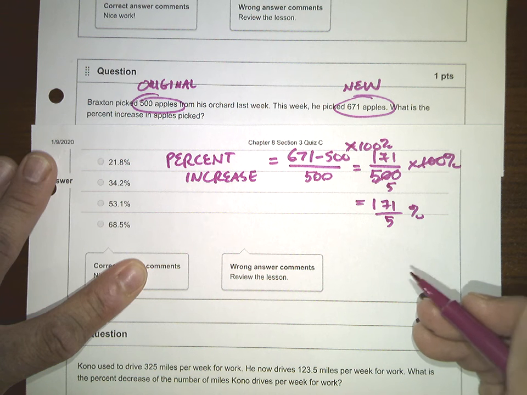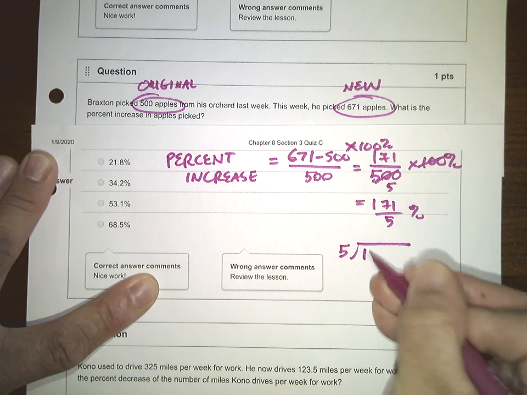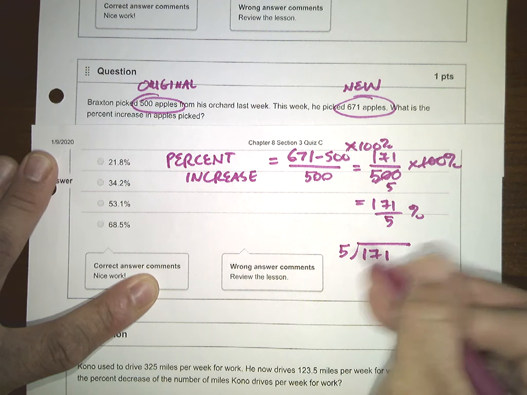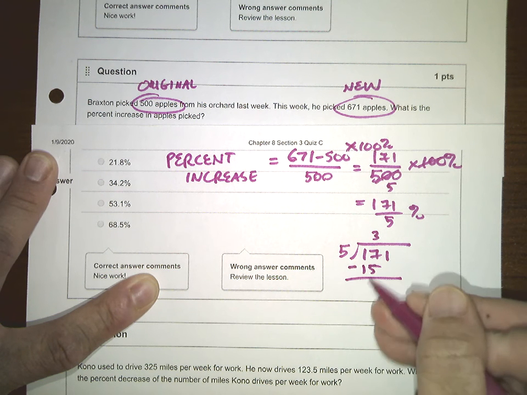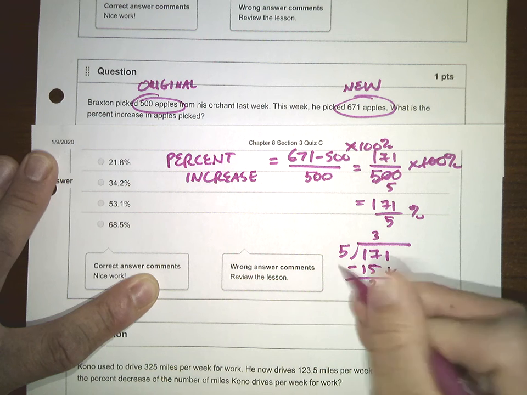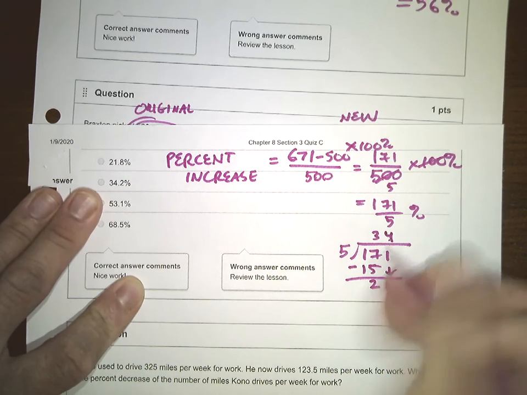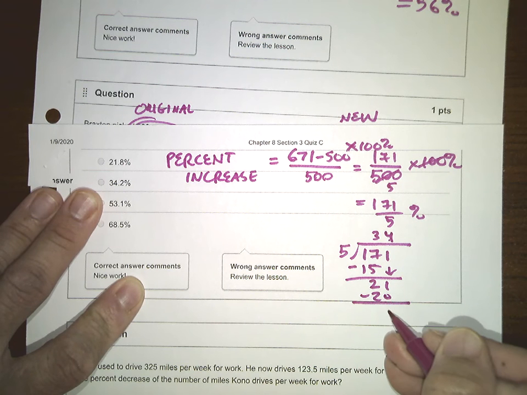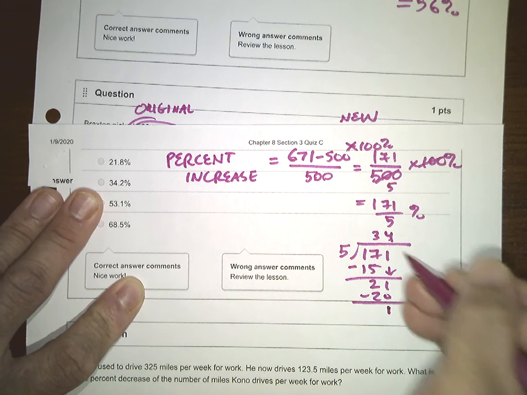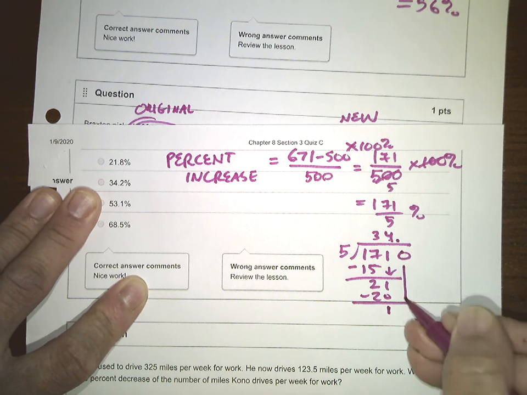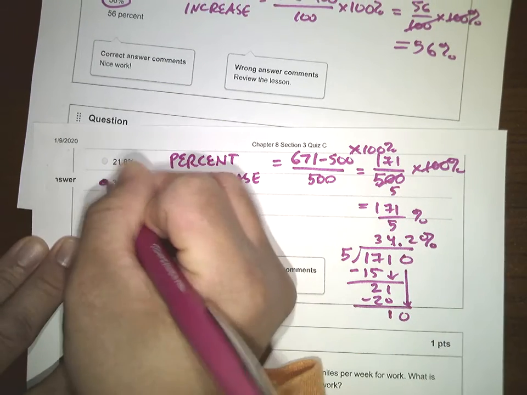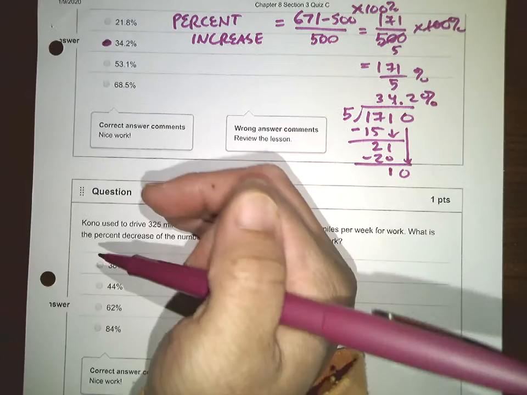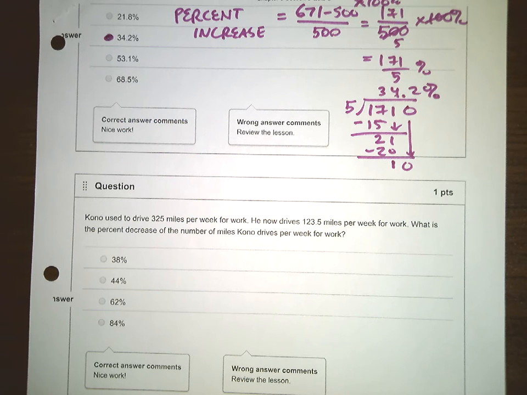I would want to divide this. So 5 goes into 171. That will be 5 goes into 17 3 times. 3 times 5 is 15. So then 17 minus 15 is 2. Bring down the 1. So 5 goes into 21 4 times. 4 times 5 is 20. So 21 minus 20 is 1. Then I need a 0, so I'll bring down the 0. And 5 goes into 10 2 times. So it's 34.2%. So hopefully you enjoyed that example and seeing how I would go through the process of computing this mentally.